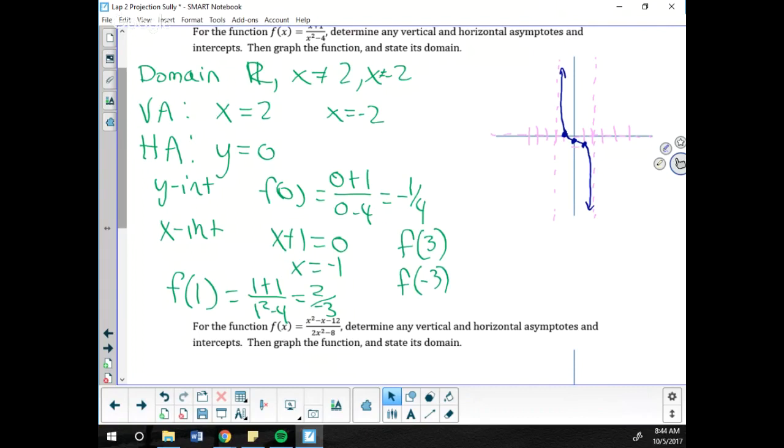So remember, we're concerned if we're above that horizontal asymptote or below that horizontal asymptote. As long as we're semi-close to the exact value, I'm good. So once you find those values of f of 3 and f of negative 3, see if you can graph this.